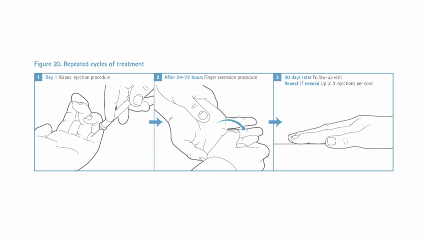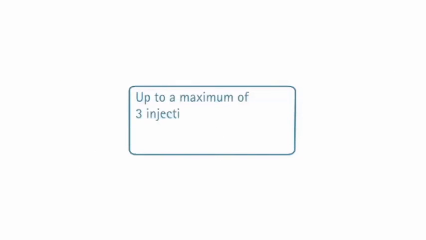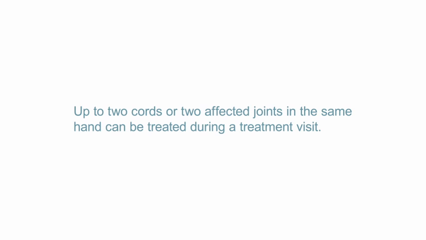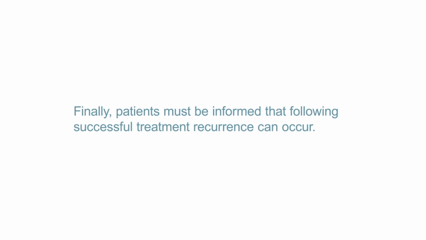Patients should also be informed that treatment with Xiapex involves both an injection and a finger extension procedure, which can take place 24 to 72 hours after the injection. If the cord does not rupture, a maximum of 3 injections can be performed to the same cord at 4-week intervals. Up to 2 cords or 2 affected joints in the same hand can be treated during a treatment visit. Finally, patients must be informed that following successful treatment recurrence can occur.